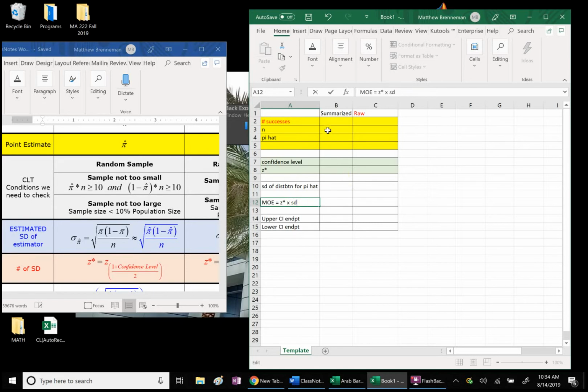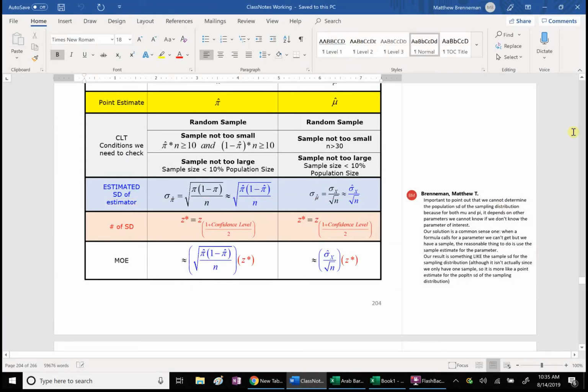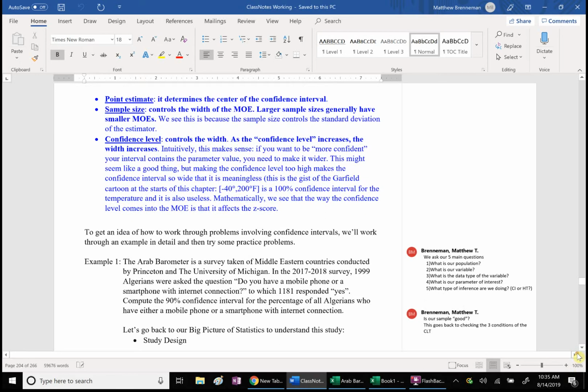And so what I'm going to do is go ahead and use some of the problems in the book. So let's look at example 1 on page 205 first. Okay, so on page 205, this is our problem.